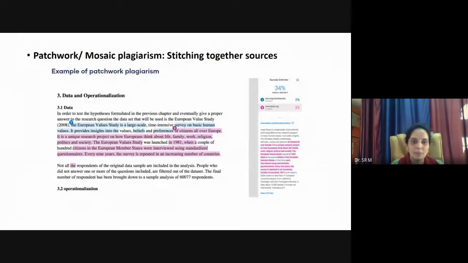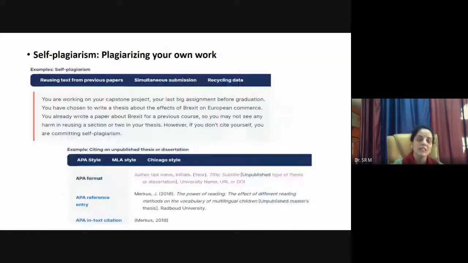The example of patchwork plagiarism is put here. See what are all copied on the sidebar, you can see. So from there and here, a few words have been omitted and most of the words are like that. Okay. Yes, we also have something called self-plagiarism. What does this mean? Recycling my own previous work that I would have submitted already to some university or institution, or I would have published this without proper acknowledgement.